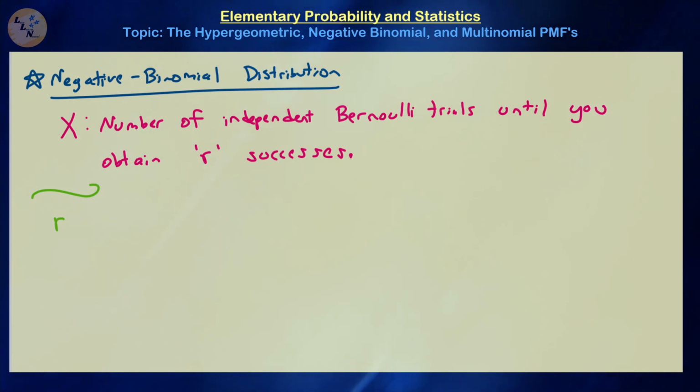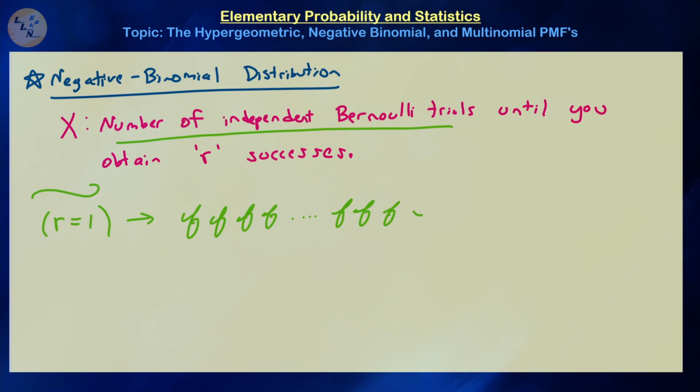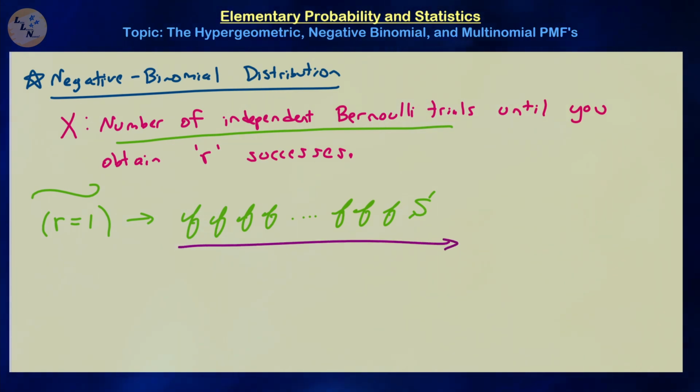So let's take a look at what this distribution looks like when r is equal to 1. So it's going to be the number of independent Bernoulli trials until you get your first success, right? So that means we're looking at the sequence failure, failure, failure, failure, all the way out to failure, failure, failure, capped off with a success. So what distribution models this particular structure? So if you remember, this is actually a geometric random variable if you only want one success, right? So the negative binomial distribution actually is an extension of the geometric distribution.